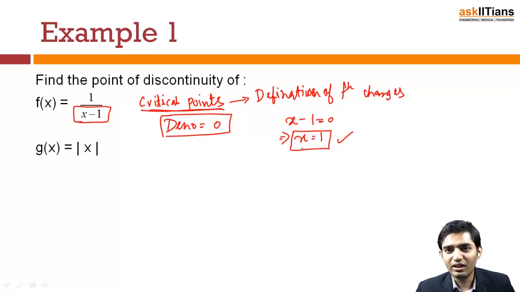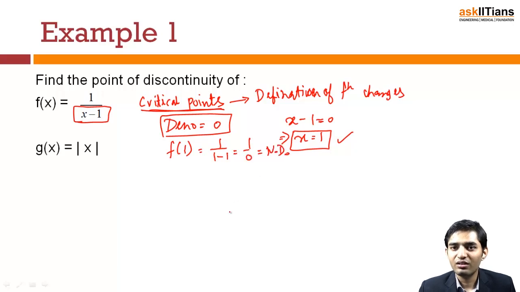Now check whether at x equal to 1 this function is continuous or not. What is f of 1? This will be 1 by 1 minus 1, which is 1 by 0, which is not defined. Denominator cannot be 0. So this function will not be defined at x equal to 1. If the function is not defined, it will be discontinuous. What is the definition of continuity? Limit should exist, function should be defined, and both of them should be equal. Here the function itself is not defined, so this is discontinuous at x equal to 1.